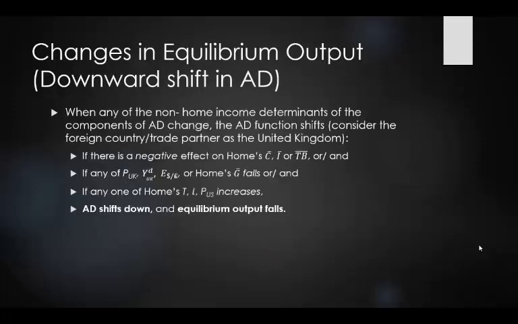In the same vein, we would expect home's output to fall when there is a negative effect on home's autonomous consumption, autonomous investment, or autonomous trade balance, and if home taxes are increased or if its interest rates or prices go up. We will also expect home's output to fall if the foreign trade partners' prices fall, or their disposable incomes fall, or the nominal exchange rate in direct terms appreciates.